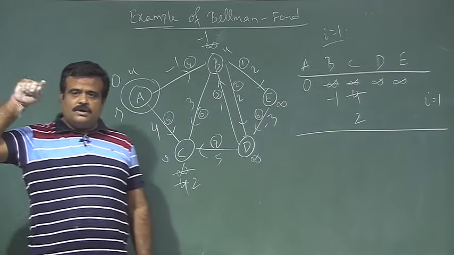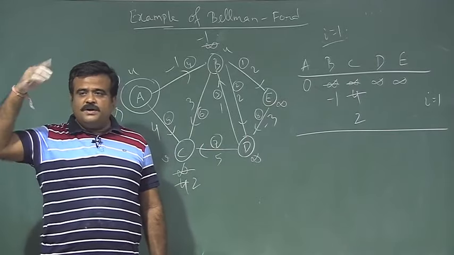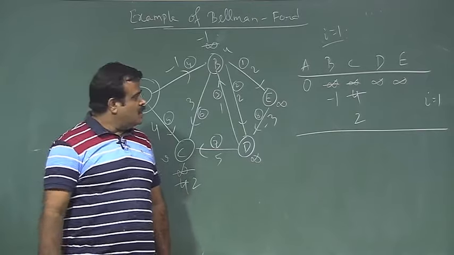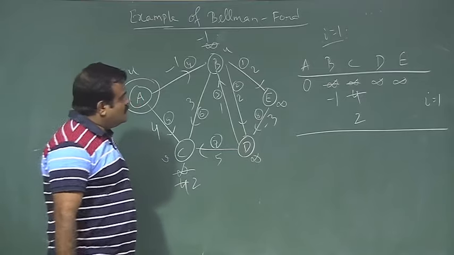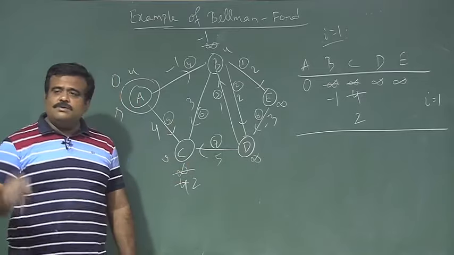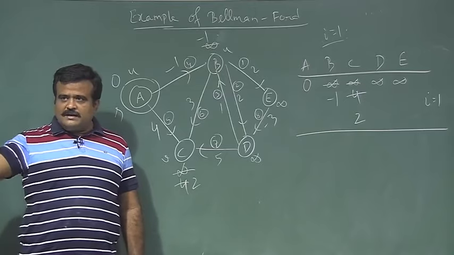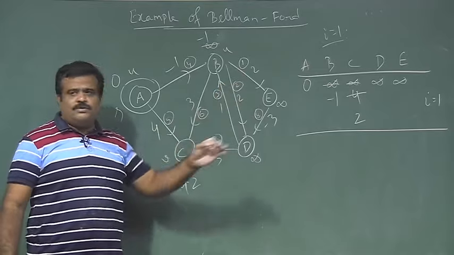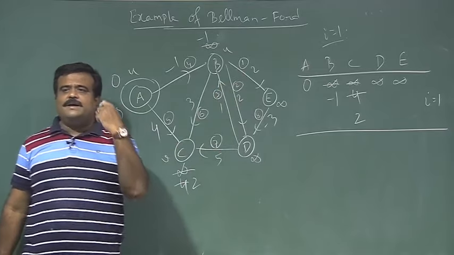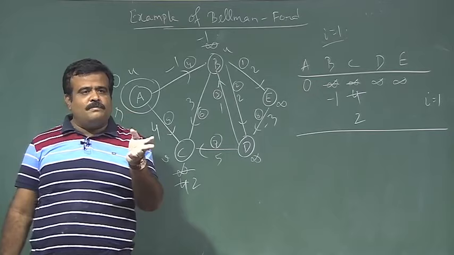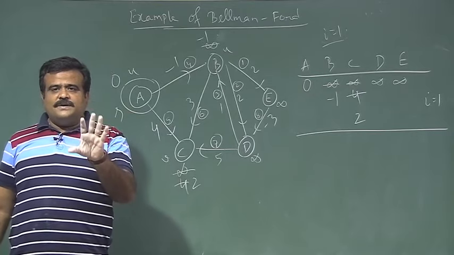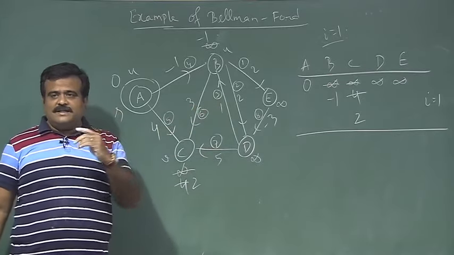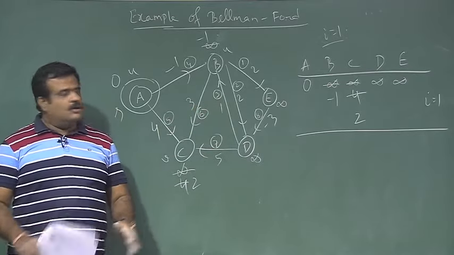Now for i is equal to 2, if you remember, the outer loop is for i is equal to 1 to V minus 1, I mean number of vertices minus 1. So now i is equal to 2, we have to do the inner loop for all the edges. Since we already have an edge numbering, we can follow this numbering or we can have a different numbering, but we have to make sure that we have checked this for all the edges, that the inner loop is for all the edges.